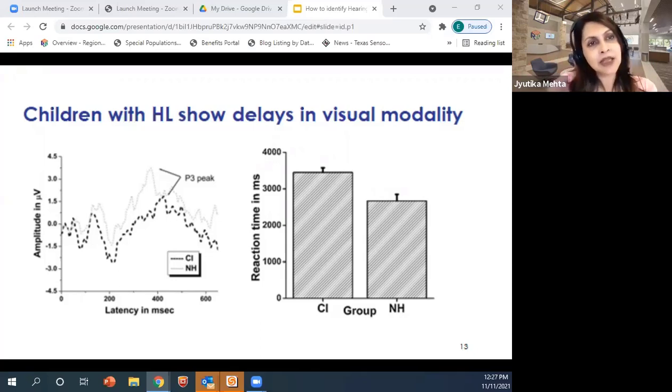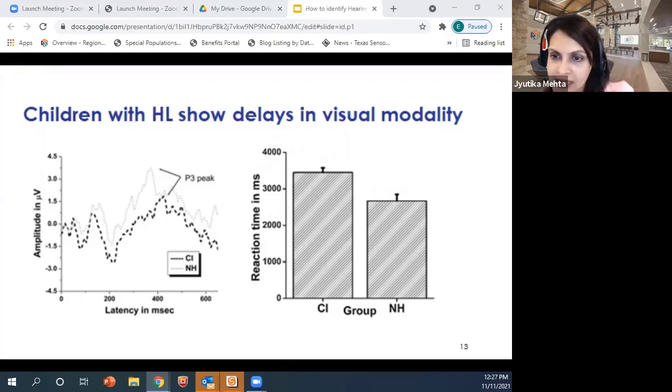And that is something I think we need to bear in mind, that in spite of adequate stimulation, sometimes we still see these delays. And that is something we probably have to accommodate for as we are providing learning experiences.